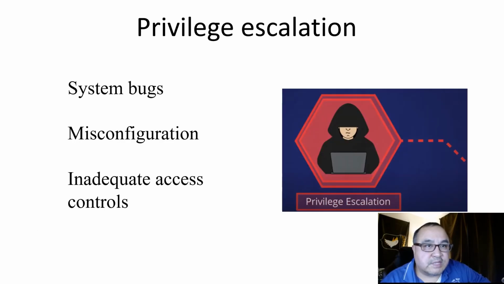Privilege escalation: system bugs, misconfigurations, inadequate access controls. Attackers can exploit human behaviors and design flaws in operating systems and web designs. It is also defined as when an attacker gains entry using privileges and then elevates those privileges to access more information. But it typically starts with security vulnerabilities such as system bugs, misconfigurations, and inadequate access controls.